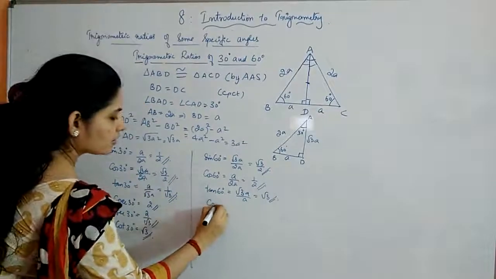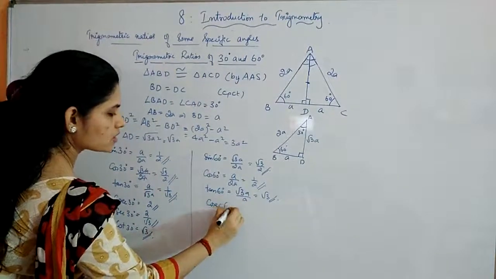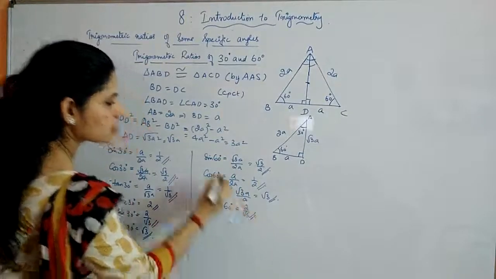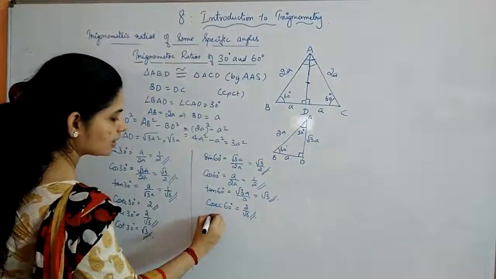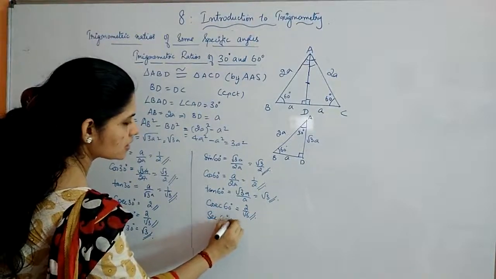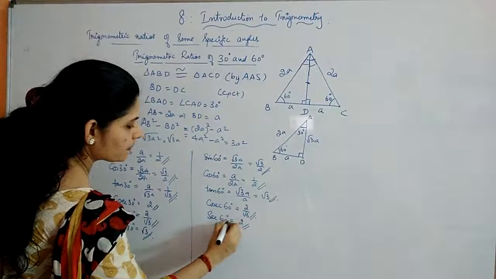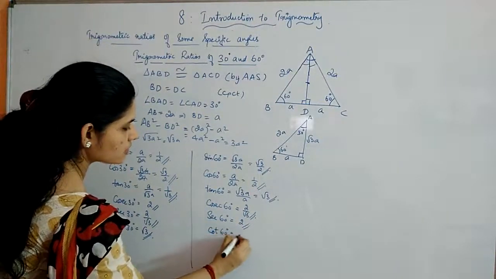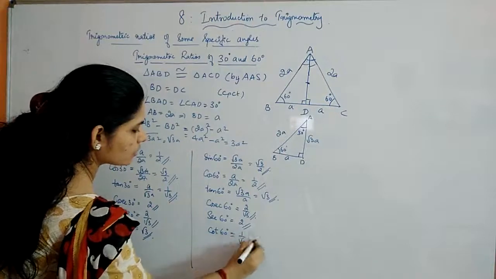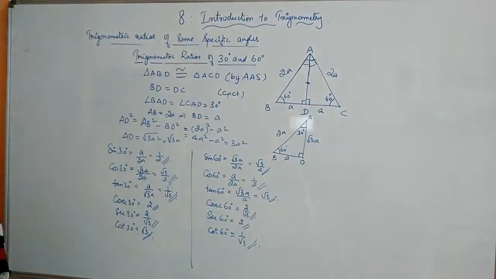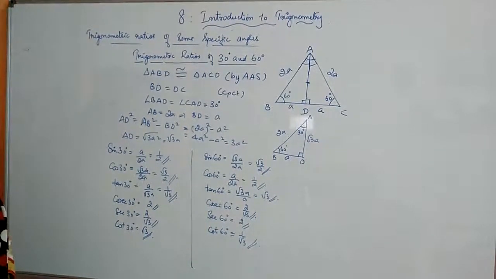Then it is easy, that is you have to just take the reciprocals. Cosec 60 will be 2 by root 3, reciprocal of sine 60. Then reciprocal of cos will give you sec 60, which will be 2, and reciprocal of tan will give you cot 60, which is 1 by root 3. So these are the related values of the trigonometric ratios of 30 degree and 60 degree respectively.